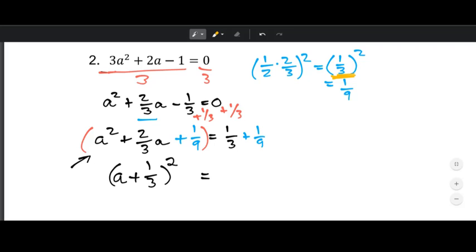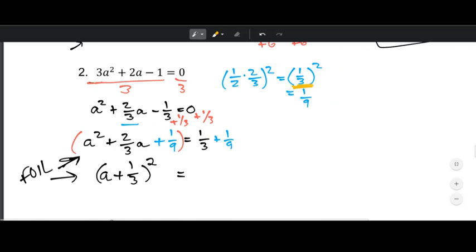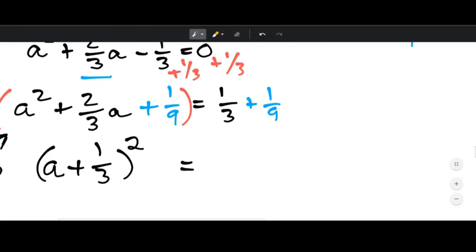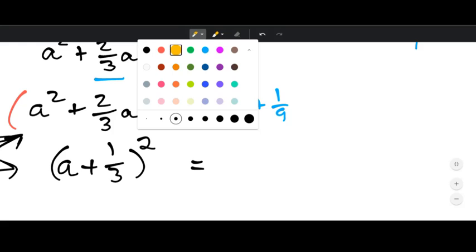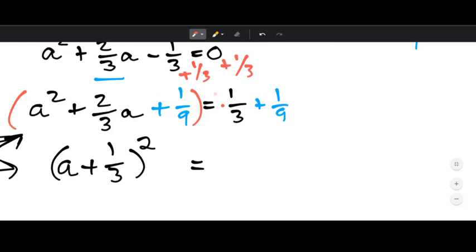And if you're ever not sure, you can FOIL this out. So if you want to check, just FOIL this out and it'll take you back to right here where we just came from. Now let's make the right side look a little better. So common denominator real quick. We have to add fractions. So let's say 3/3 right there. And so we end up with 3 plus 1/9. So that's 4/9. Now is the time to take the square root.